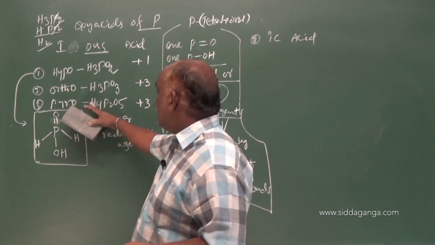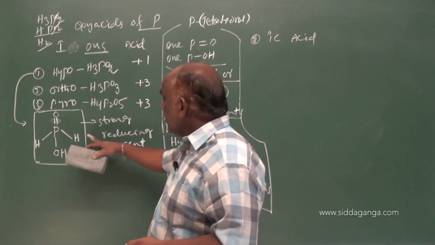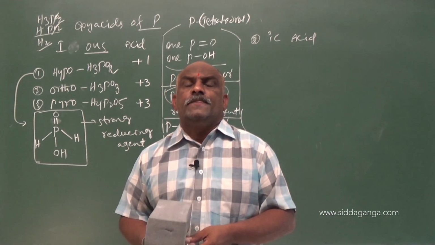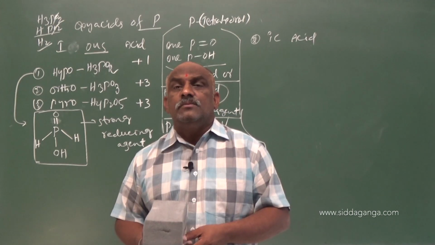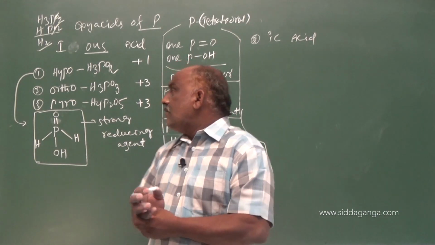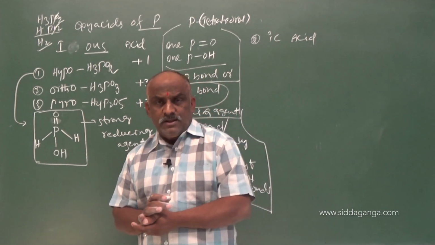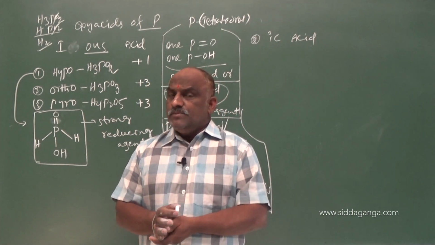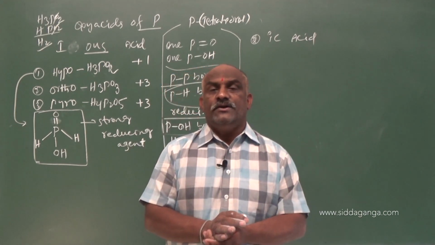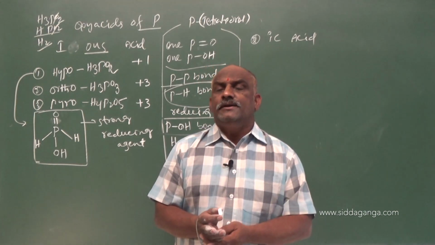So it is hypophosphorus acid. Hypophosphorus acid acts as a strong reducing agent. What is the reason? Because two hydrogen atoms are directly attached to the phosphorus atom. Clear it is. And how to prepare this compound? The preparation is simple. We know phosphine preparation. White phosphorus is treated with sodium hydroxide solution, then you will get the compound.